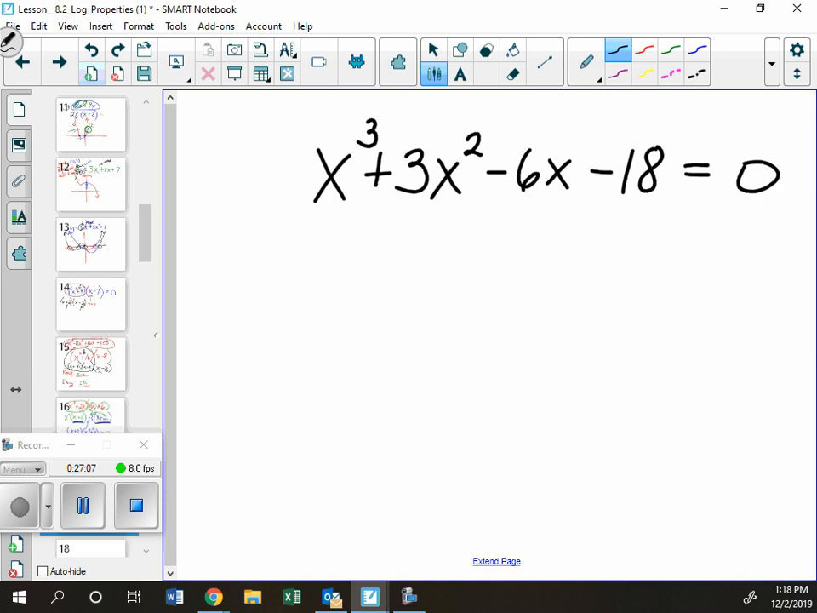Use divide and conquer to factor this all the way down, and then even do that fancy factoring with the i, so that you'll have your imaginary roots.